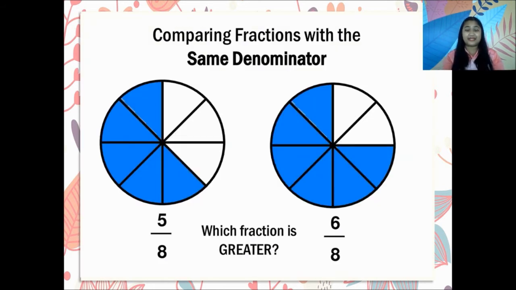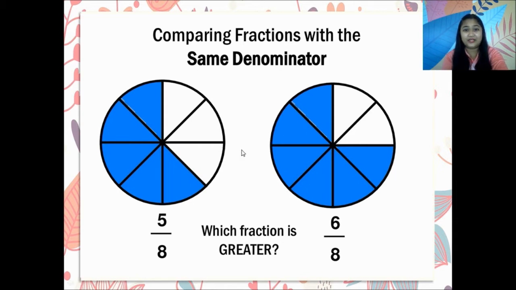Comparing fractions with the same denominator. So look at this diagram here. We have 1, 2, 3, 4, 5, 6, 7, 8 parts, and the shaded parts are 1, 2, 3, 4, 5. So the fraction here is 5 over 8. And the other one, 1, 2, 3, 4, 5, 6, 7, 8. So the denominator is 8 and the shaded part is 1, 2, 3, 4, 5, 6. So 6 over 8. Now if you observe the two diagrams, which of these has a greater fraction?